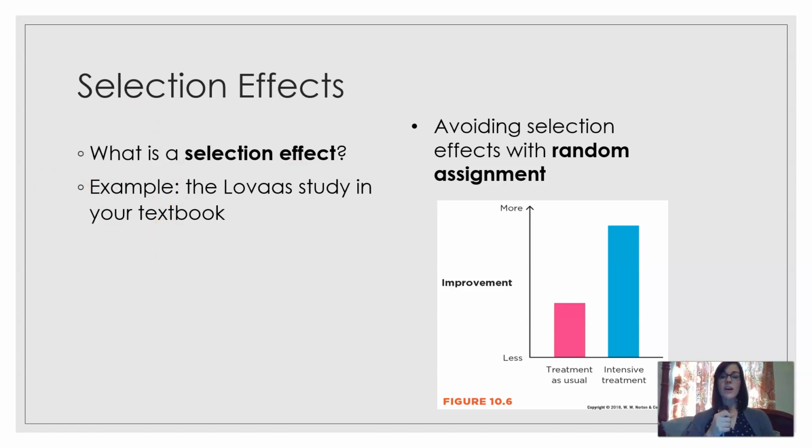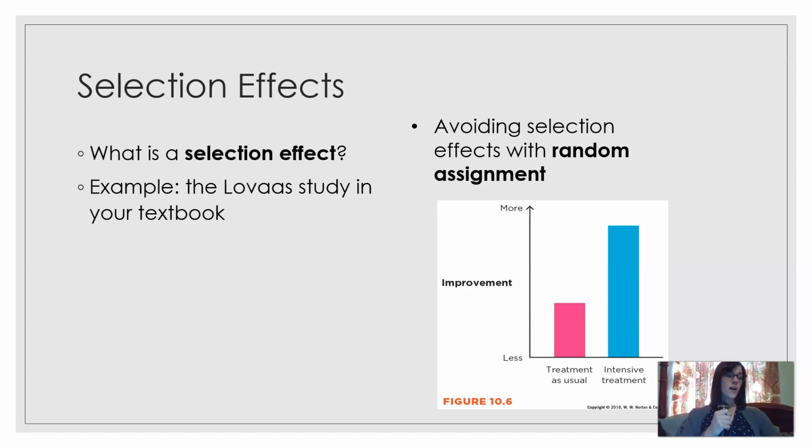So selection effects typically occur when there are differences between your experimental groups. Your book talks a little bit about a study by Lovas and colleagues, and it was done to look at different types of treatments for children with autism spectrum disorder. And so here's where it gets kind of tricky. And here's an example of how you should not do a study.